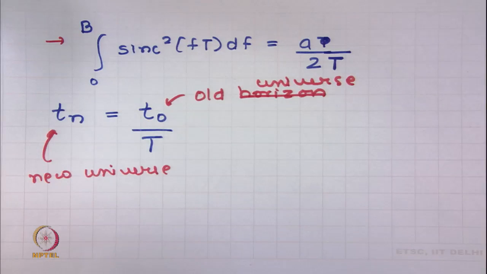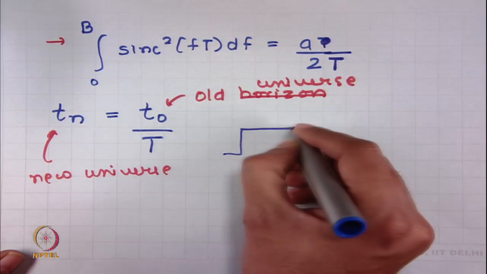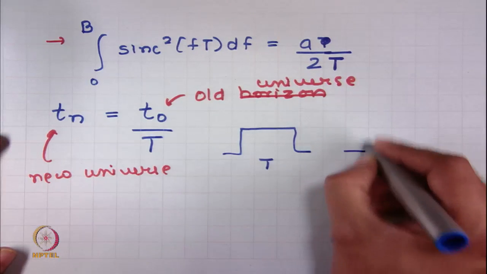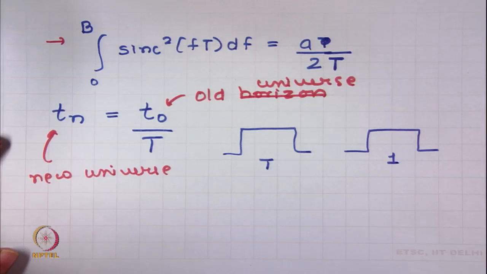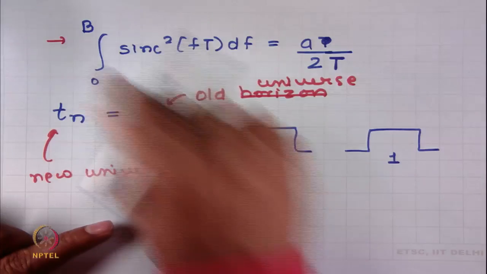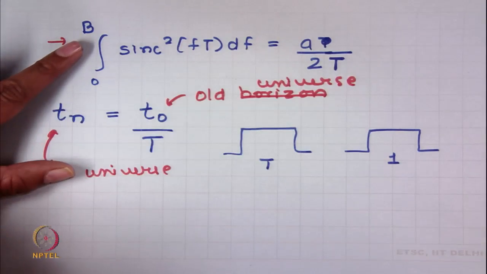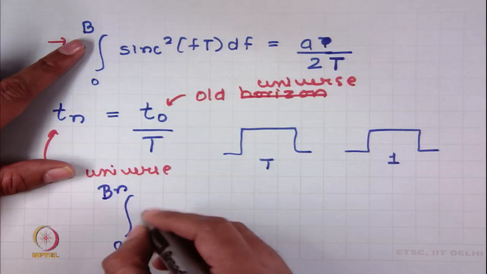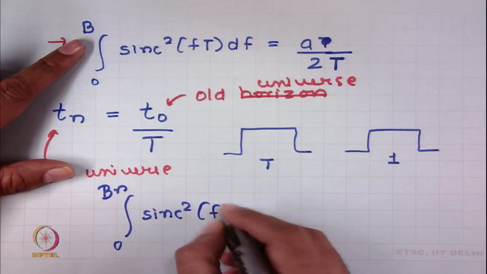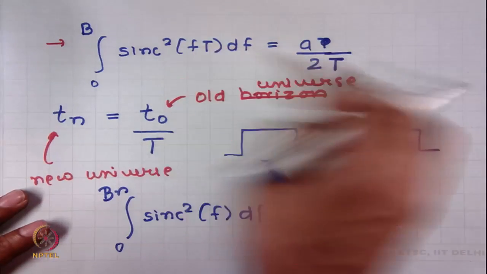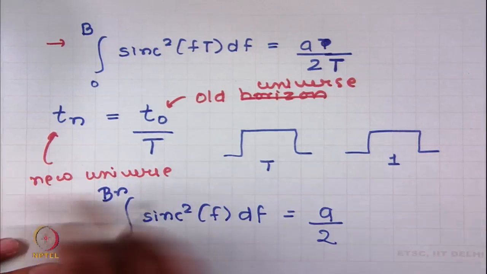And thus, the pulse which was of a duration t in the old universe becomes a pulse of duration 1 in the new universe, because in the new universe this is the time scale that I choose. And thus, I can simply replace this t with 1, and I can rather solve this equation because now my t is 1 in the new universe, and now I can find the value of B n.